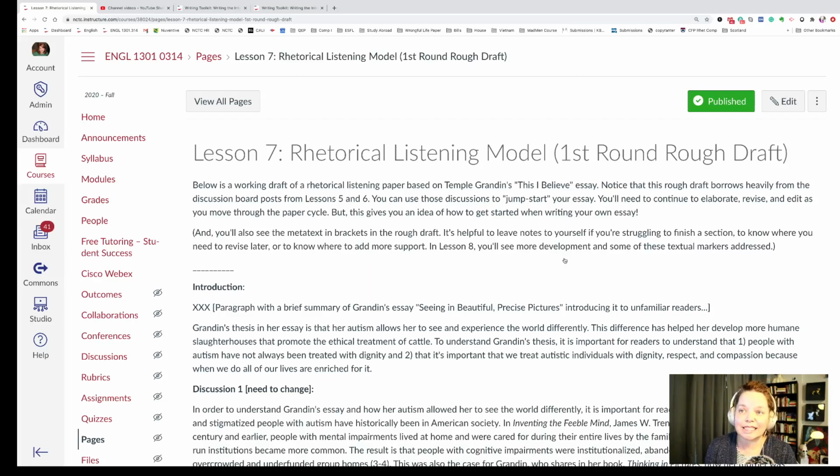You'll also see the meta text in brackets in this rough draft. Meta text being my thought processes. Those are notes to myself and to you so that you can see where I'm at.